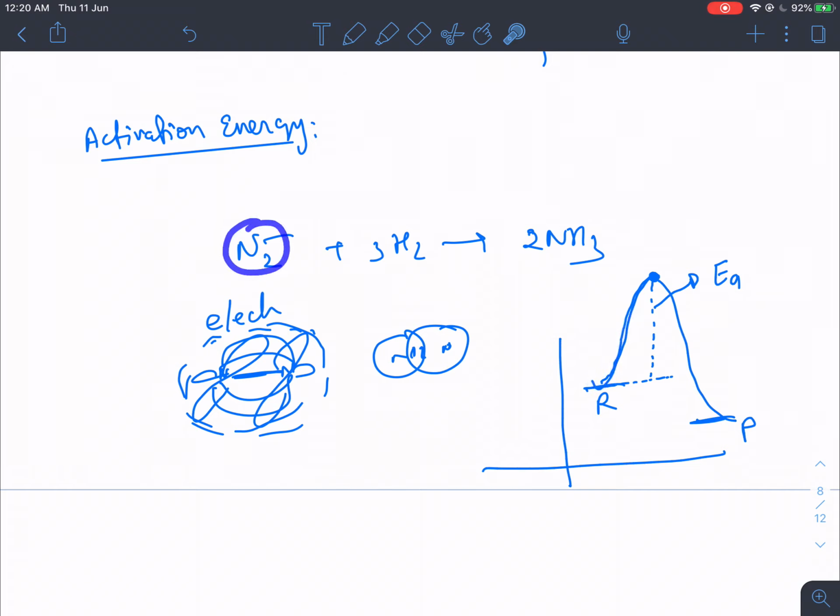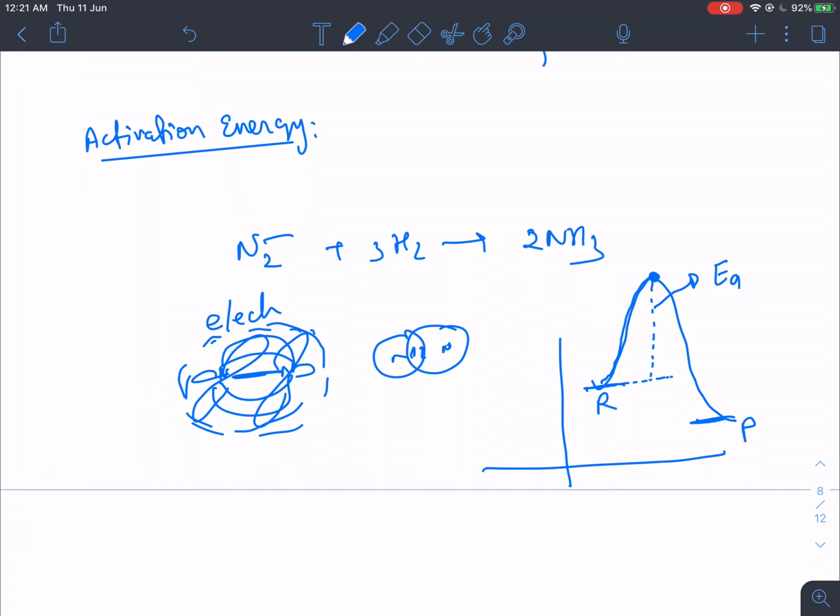Otherwise, nitrogen and hydrogen would smoothly combine and form ammonia, because they first have to accept this extra amount of energy. Once they accept it, thereafter they can form the product, not directly from here to here. And that's why nitrogen also exists in nature and hydrogen also exists in nature. Right? I hope you have understood the concept of activation energy.